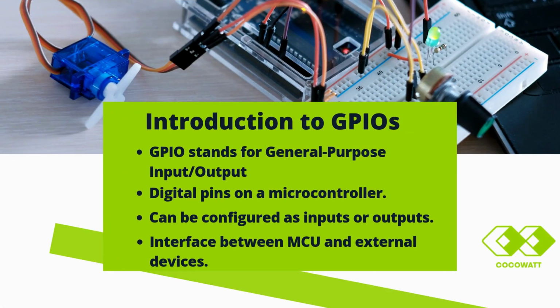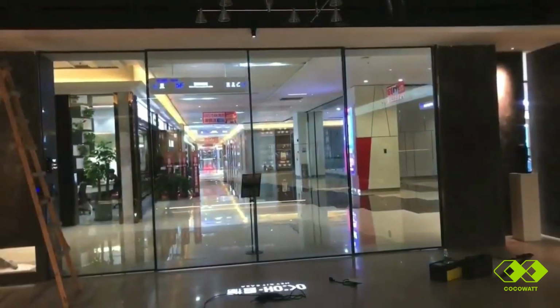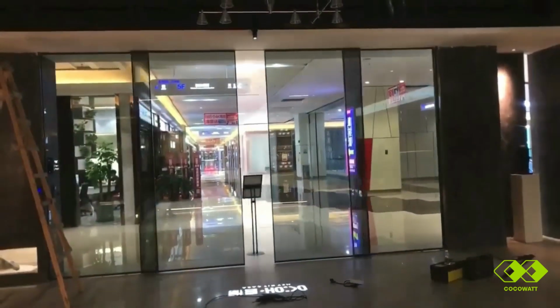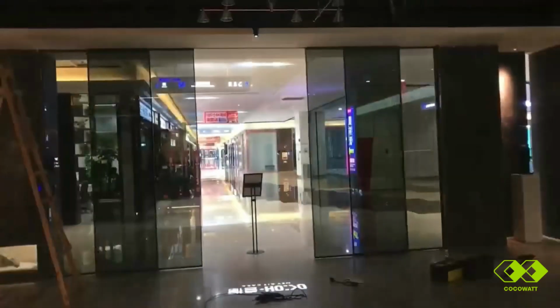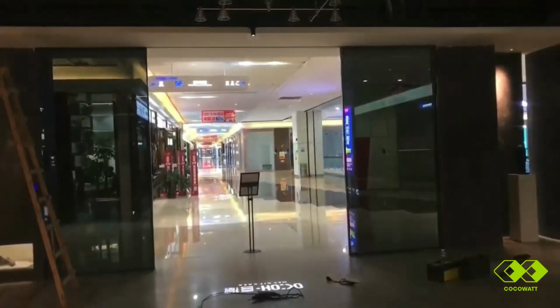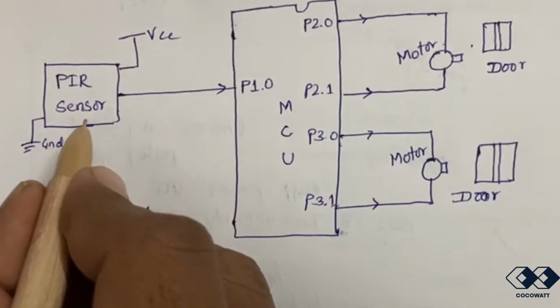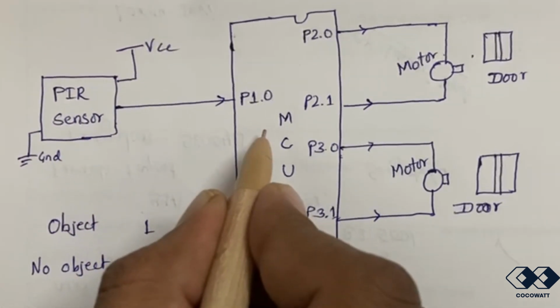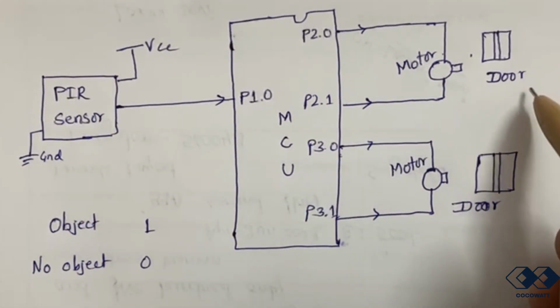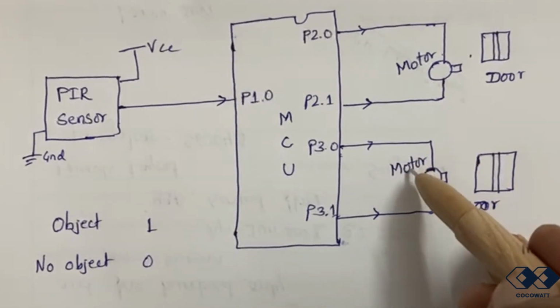What are GPIOs? GPIO stands for General Purpose Input Output. Let's understand. When you walk into a shopping mall or showroom, the large glass doors open automatically to welcome you. Have you ever wondered how this works? Let's break it down. The PIR sensor, which is a motion sensor, is the input to the microcontroller, and the doors are the output from the microcontroller, which is controlled by the motors.